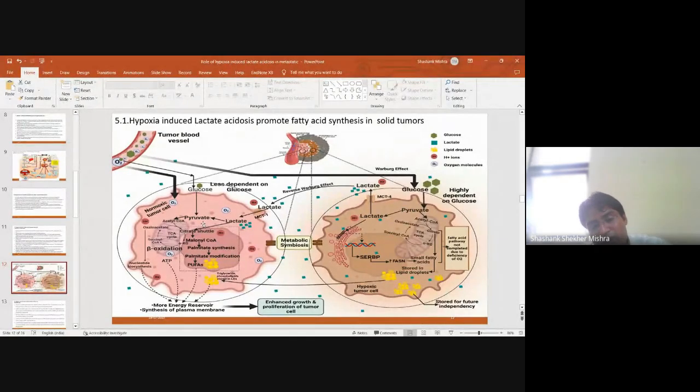Glucose glycolysis alone cannot provide that amount of energy. Beta oxidation actually further assists in the process of energy generation. Overall, this process eventually helps in the enhanced growth and proliferation of the tumor cells.